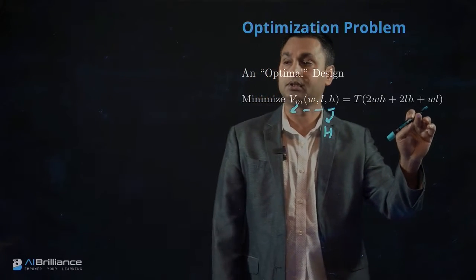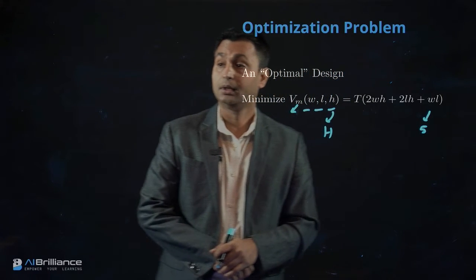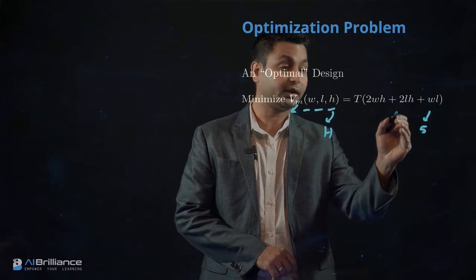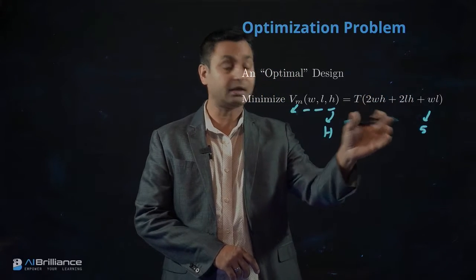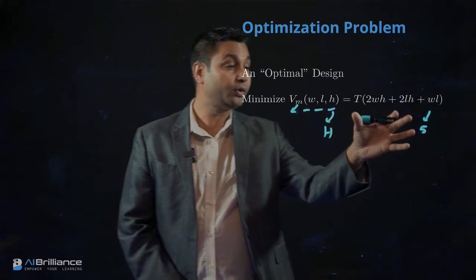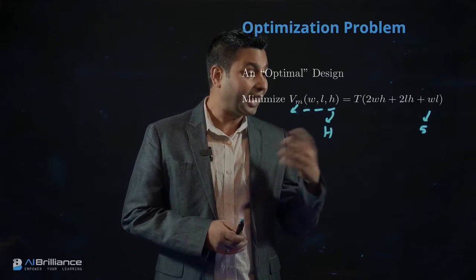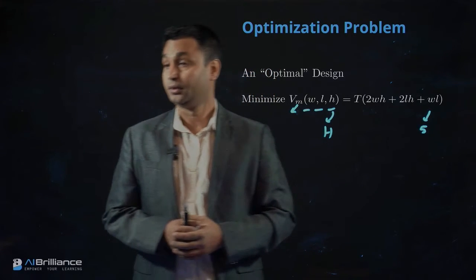So you can see this WL is essentially related to the 5th part, right? The length into height were the 2nd and 4th, whereas 2WH was 1st and 3rd. So that's how, combined together, I wrote this overall equation. This will be the overall equation that captures how much material is needed to fabricate the tray itself.